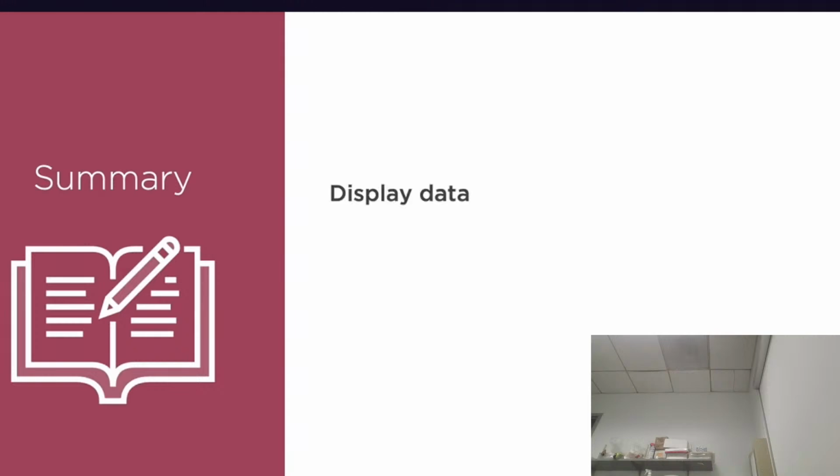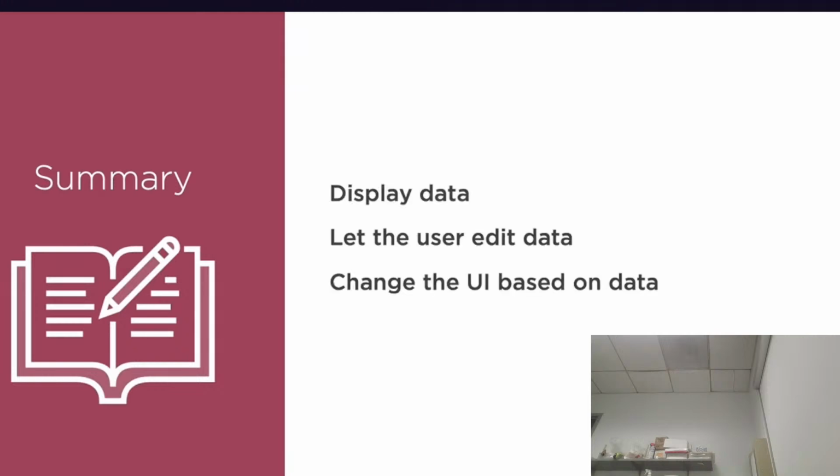So in this module, we learned quite a few things. We learned how to display our data, let the users edit the data, change the UI based on it, and then also handle events from our users. Now we're ready to move on to the next section where you learn how to display lists and use conditional logic.